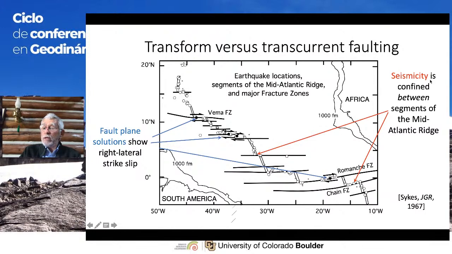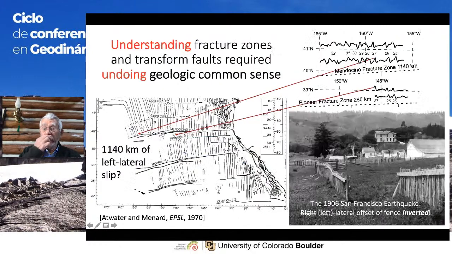Moreover, the seismicity is confined between segments of the Mid-Atlantic Ridge. The seismicity is in here, not out here in the fringes. It's between the ridge crests as in here or as in here. Exceptions do exist. That earthquake is not. This earthquake is an exception. But in general, the earthquakes are between the segments of the Mid-Ocean Ridge. So this confirmed transform faulting.